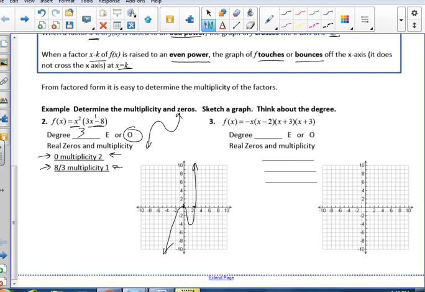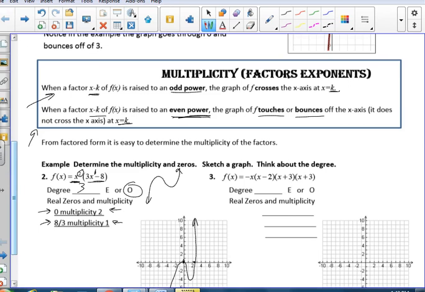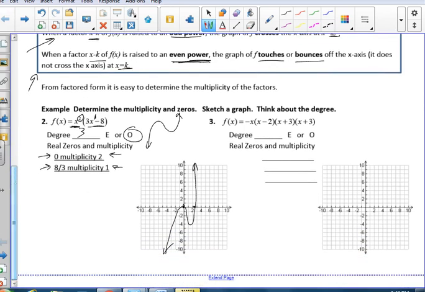So let's tie what we learned in this box up here to what we are experiencing down here. This is one factor, x squared. 2 is an even power. So what does that tell us up here? It's going to bounce off at that point, which is 0. And this is 3x to the 1. That's an odd power, like we set up here. And that means it's going to cross through that point. That's why it has a multiplicity of 1. Multiplicity just means, does it bounce or go through?